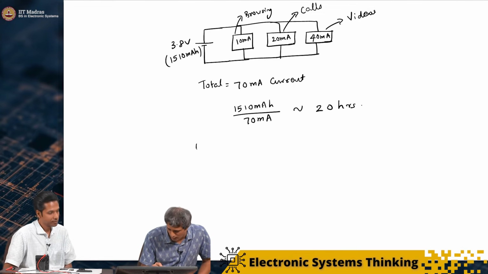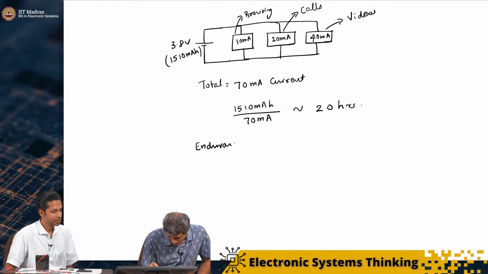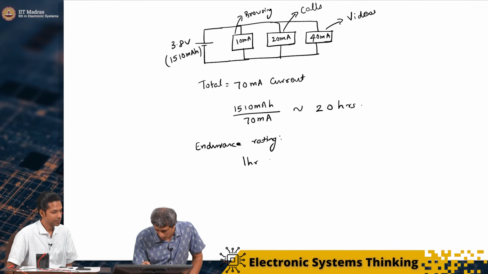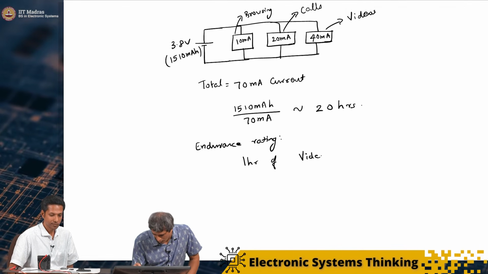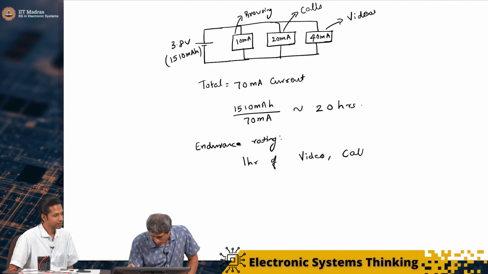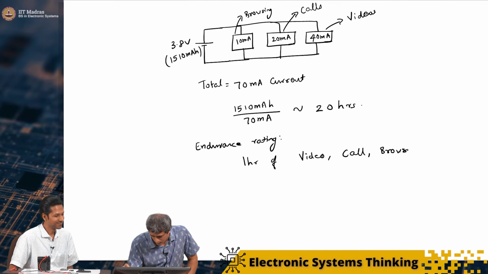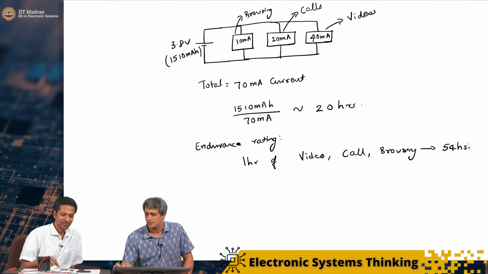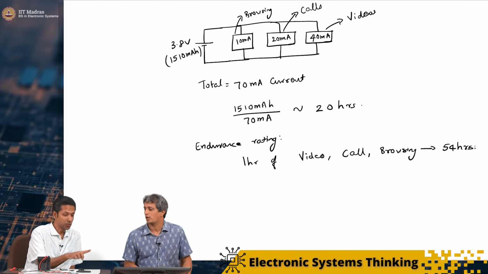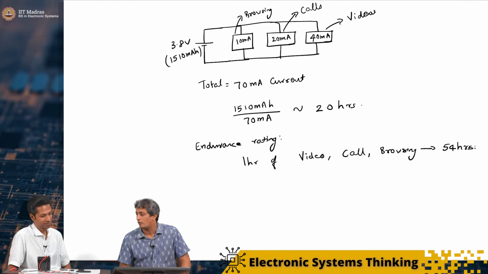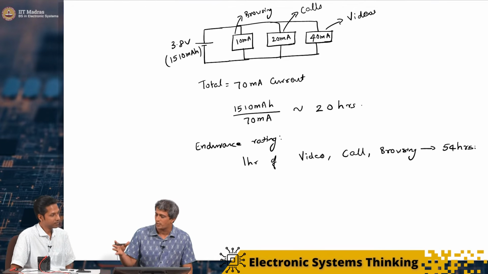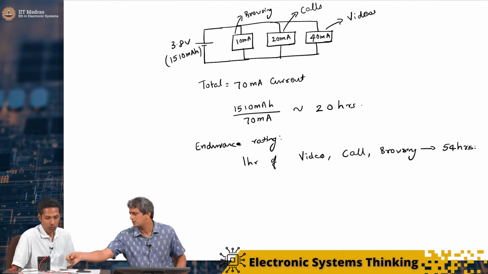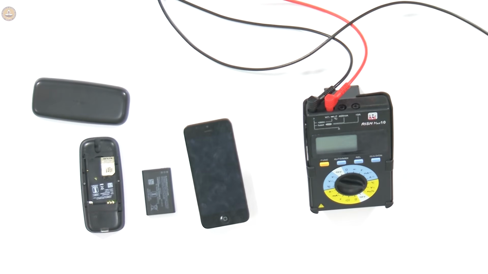So the endurance rating is 1 hour of video, call, and browsing. Then 54 hours is what the battery will last for this model. That is for this model of iPhone 5s, which has a rating of approximately 1500 milliamp hours of battery. Of course, if you tried it with this Nokia battery, it will be half of that. Correct. You'll get only 27 hours.